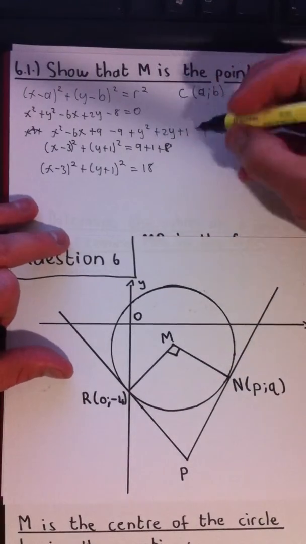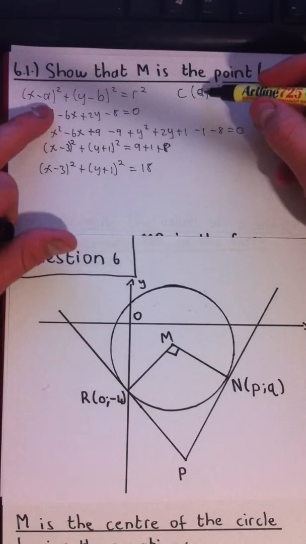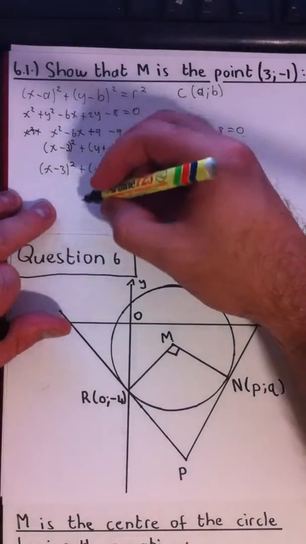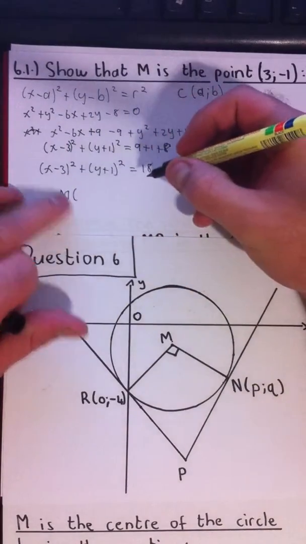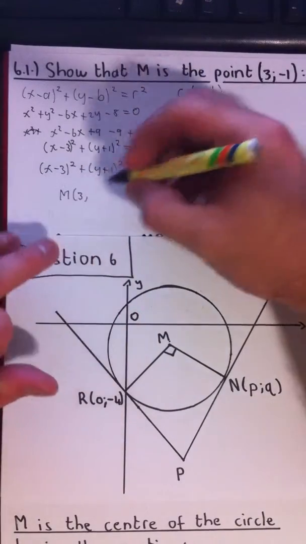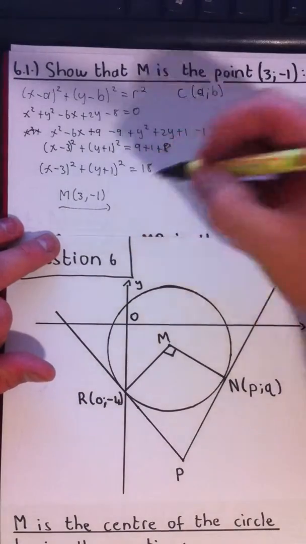We said that in (x minus a), that a value would be our x coordinate of the center. So this 3 would be our x coordinate of our center, and our center was M. So the coordinates of M are therefore (3, -1). And that's how you find the coordinates for M.